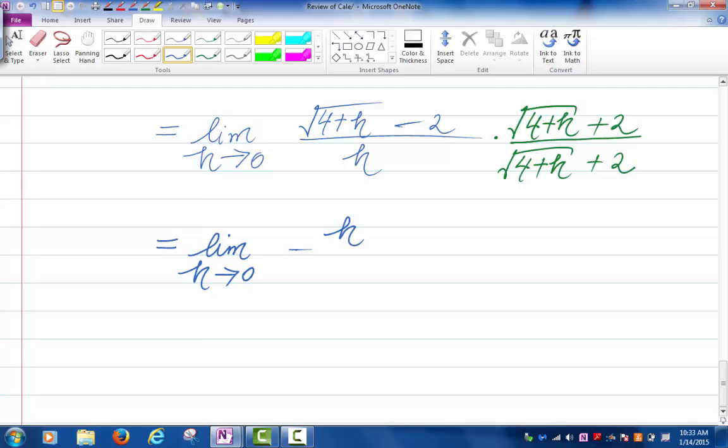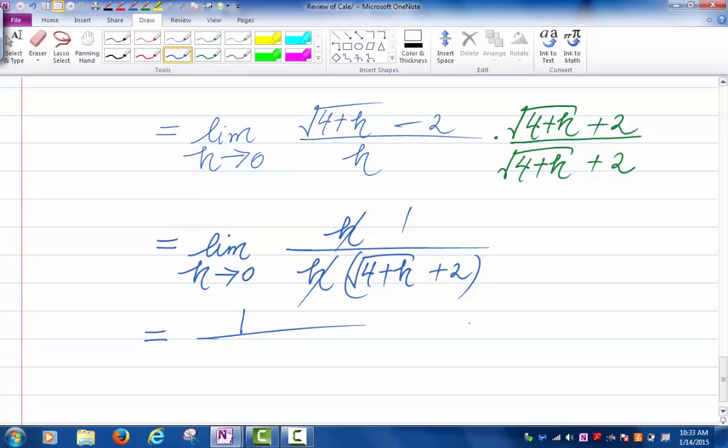I don't want to go over the multiplication. And in the denominator, of course, you have h times root of 4 plus h plus 2. And then you cancel out the h's. When you plug in 0 for h, you get what? 1 over root 4 plus 2, which is 1 over 4 at the end. Is everybody okay?